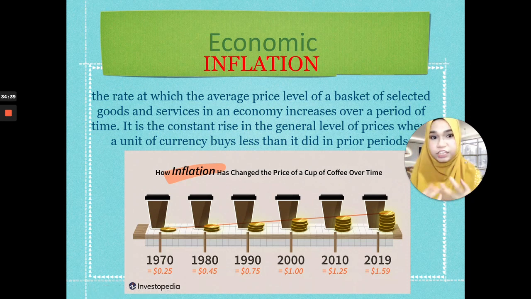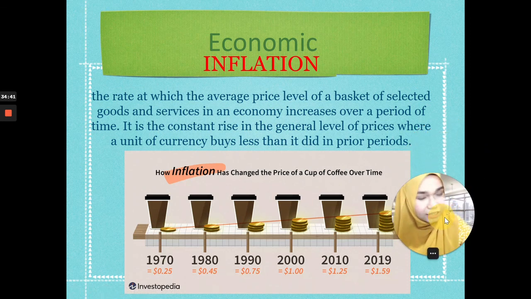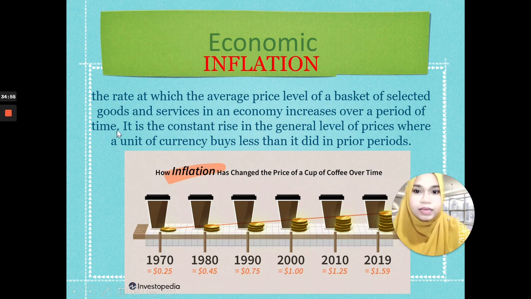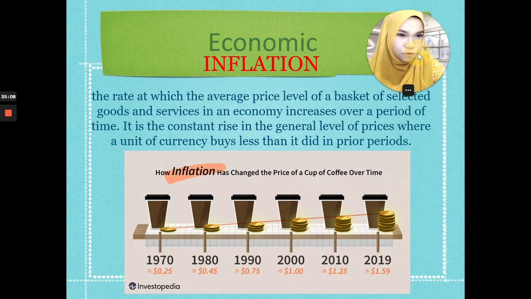Next, inflation. So what is inflation? Accounting students, you should know what is inflation. Okay, so it is the rate at which the average price level of a basket of selected goods and services in an economy increases over a period of time. Okay, and it is a constant rise in the general level of prices where a unit of currency buys less than it did in the prior periods. Still remember? I think you don't remember. You are Generation Z. Okay, I still remember.